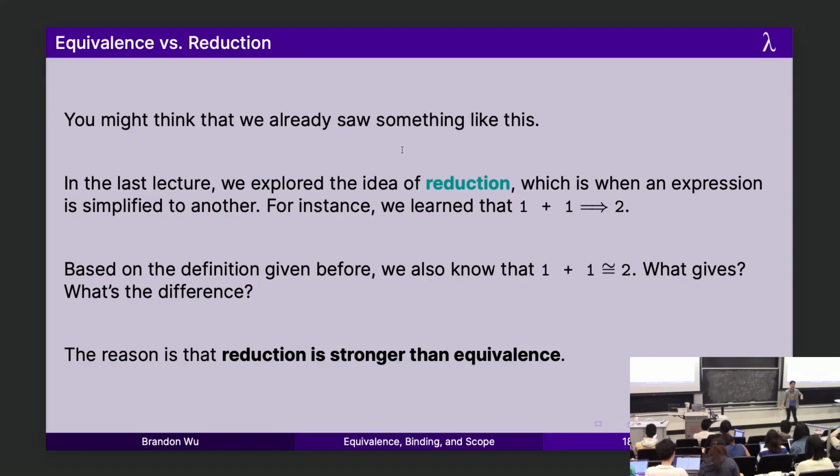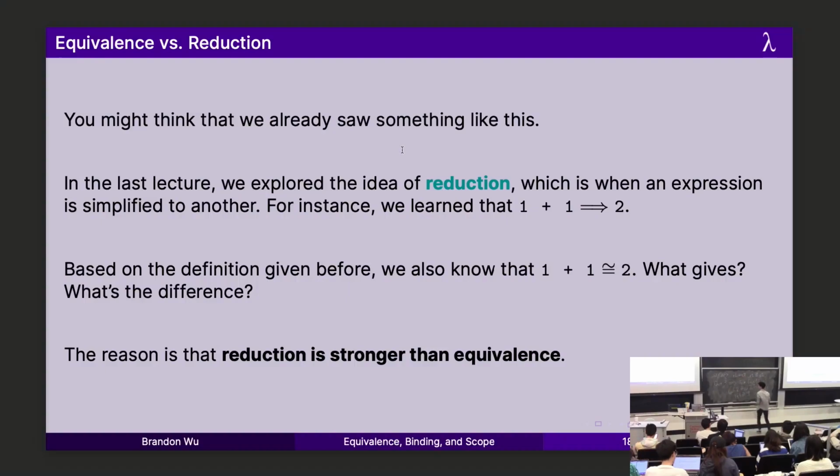What I mean when I say that is that if I have that E1 reduces to E2, then it's always the case that E1 is extensionally equivalent to E2. This means that this has, in a sense, more information than this. Saying this does not imply this, right?